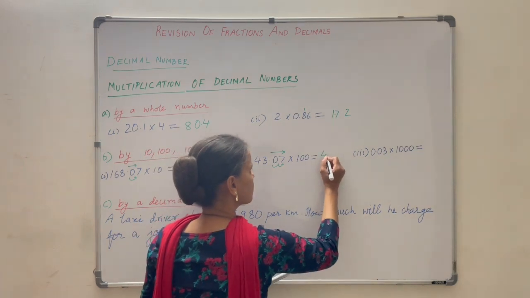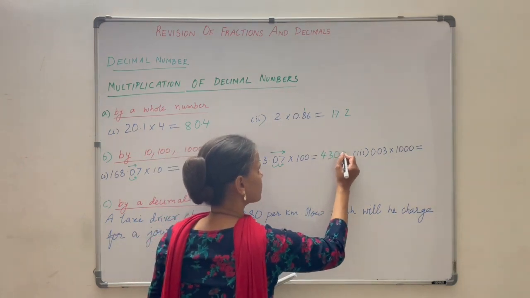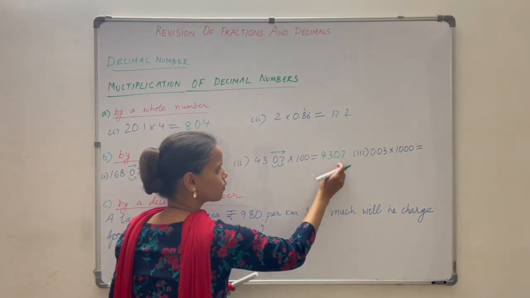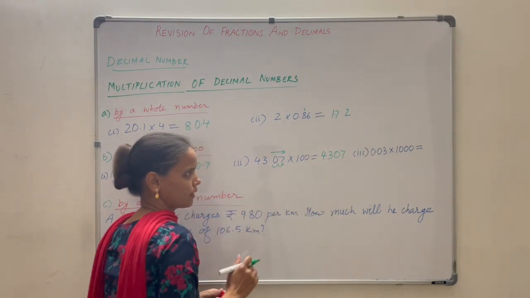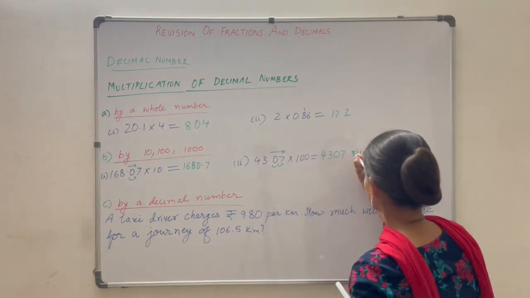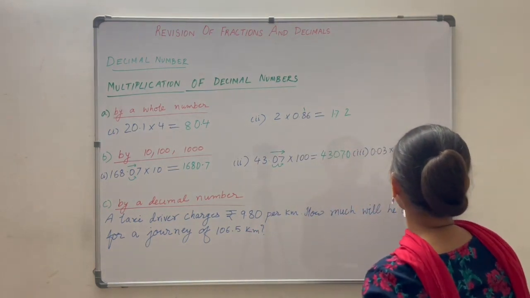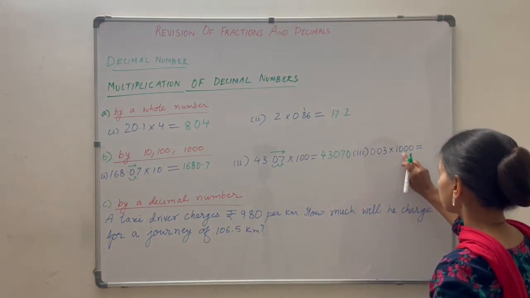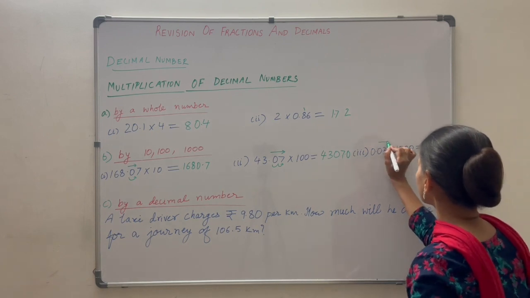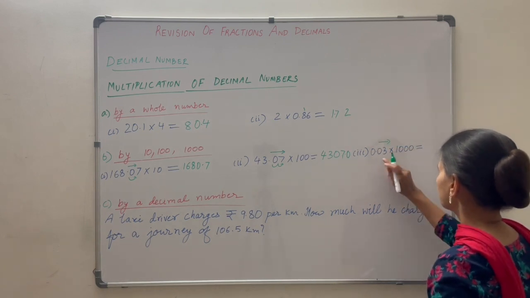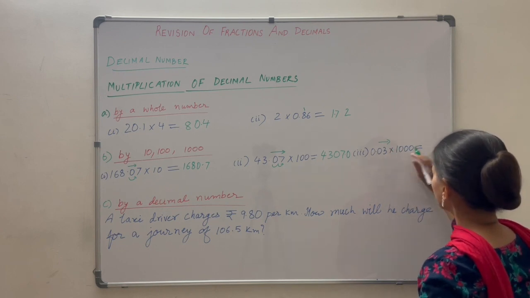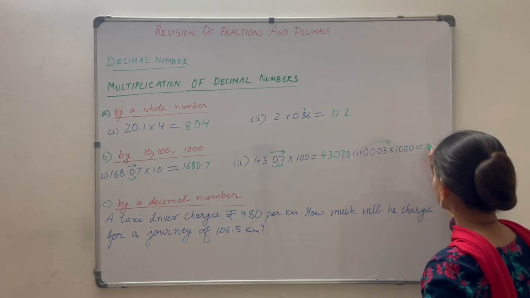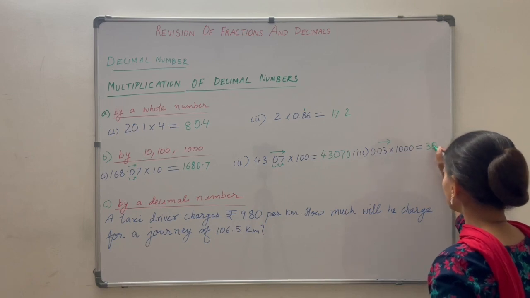4307. The decimal point was here. 2 digits towards right. So this is 4307. Decimal point is here. Okay. Now this is 1000. How many zeros are there? 3. So it will move 3 digits this side. So 1, 2. You can add as many zeros here. So it will be 1 0 here. So the answer will be 30.